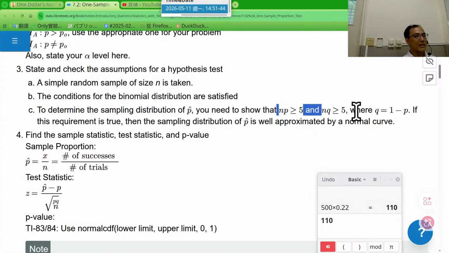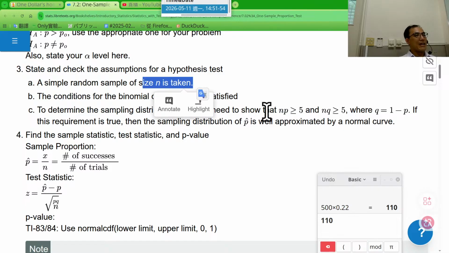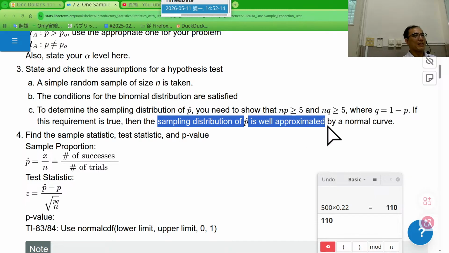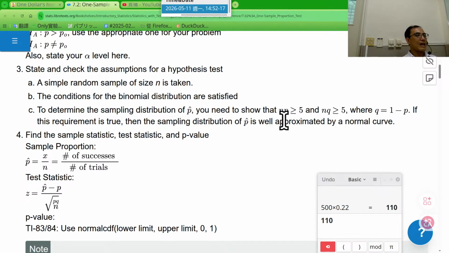Oh, here, okay. To determine the sampling distribution of p-hat, you need to show that n times p, the proportion, is greater than or equal to 5, and n times q, where q is 1 minus p, is also at least 5. If this requirement is true, then the sampling distribution of p-hat is well approximated by a normal curve. Okay, let's check whether this condition is satisfied or not.